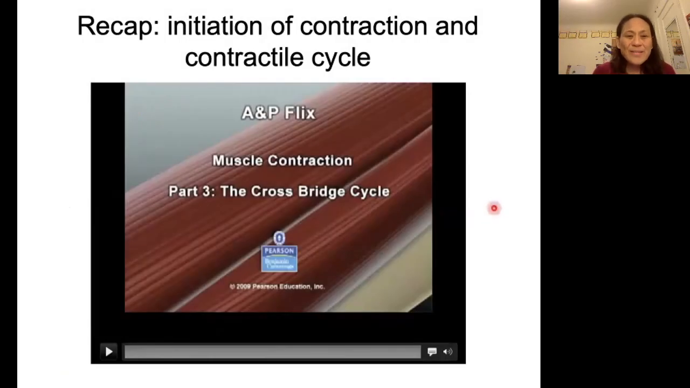Okay, last thing I want to say is that we have this video for you to watch that shows an animation of the cross-bridge cycle, the contractile cycle. I want you to watch it. It's a very nice depiction of the process.